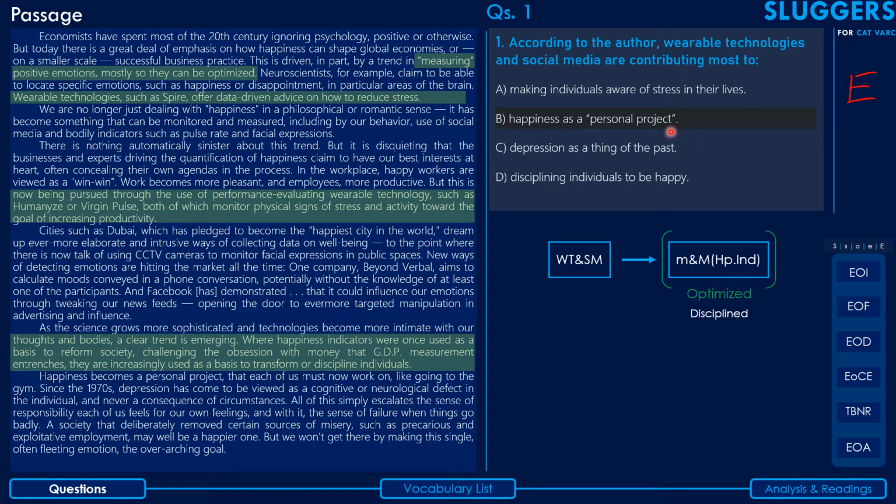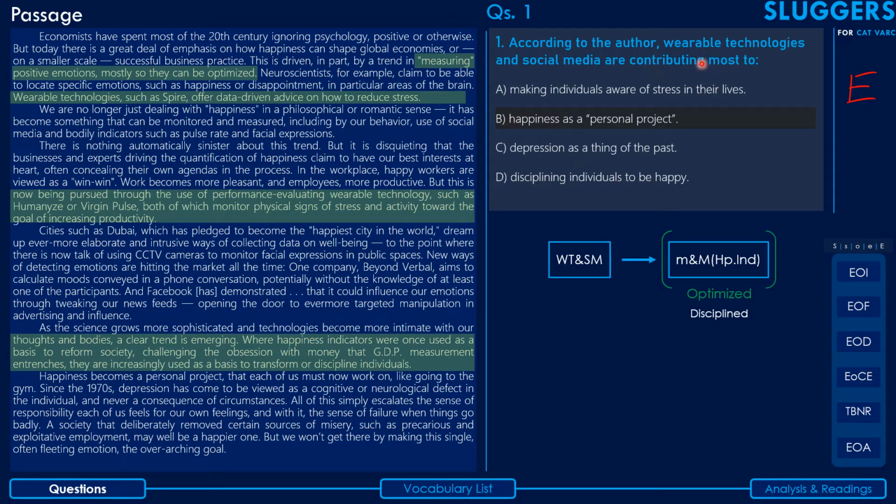If I write contributing most to happiness as a personal project, this seems to convey an absolutely tangent meaning, a meaning that is nowhere implied or explicitly provided by the author. It basically seems to convey that wearable technologies and social media contribute most to happiness, like they directly contribute to happiness, right? That's not what the author says anywhere. A better option would have been rendering happiness as a personal project. In that case, we could have still considered it, because then it would seem more in line with what the author says in the passage.